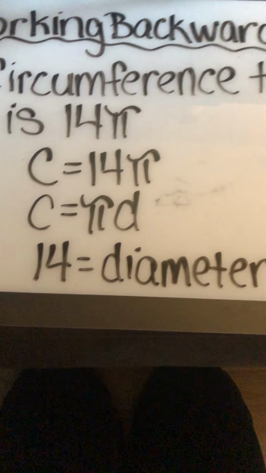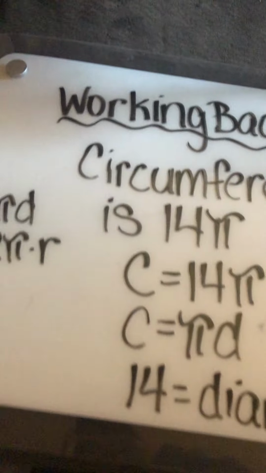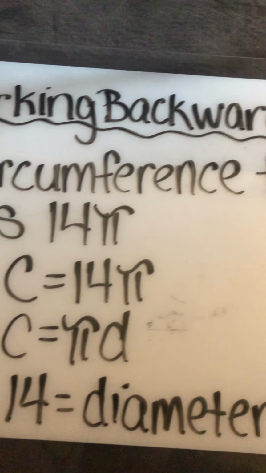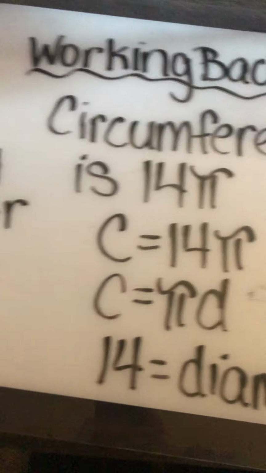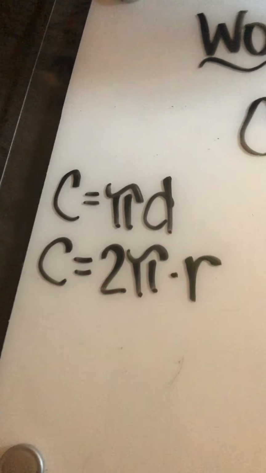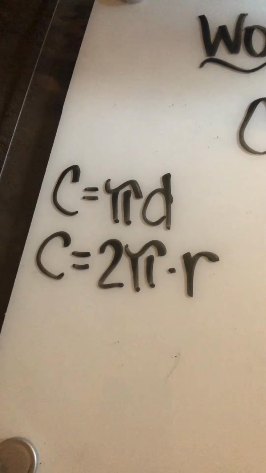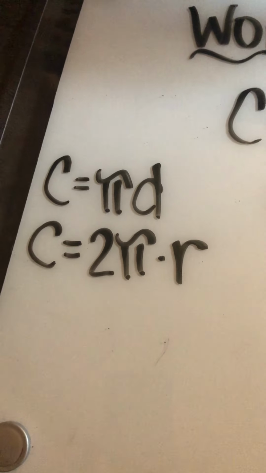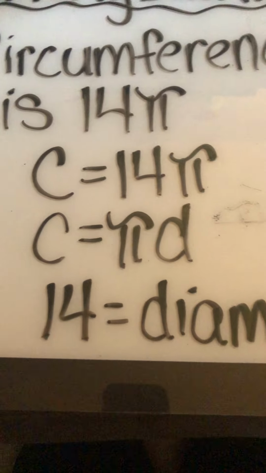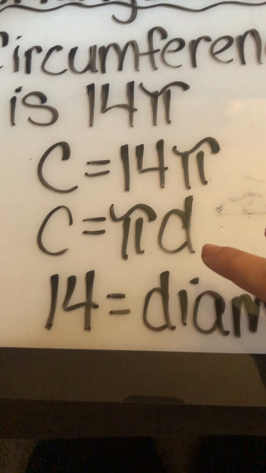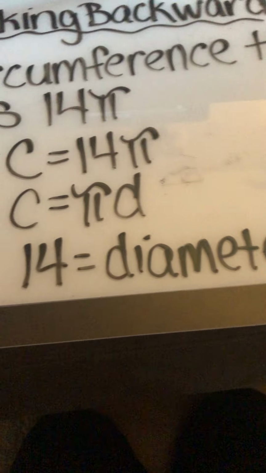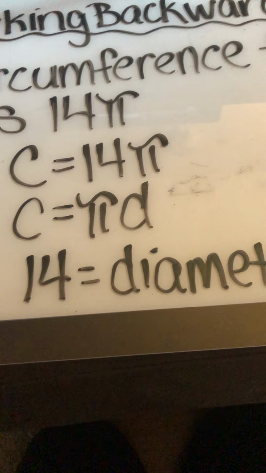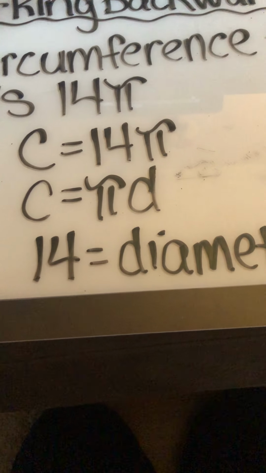Okay, so in this question, what they did, they gave you the circumference. They told you it was 14 pi. You wrote down C equals 14 pi. You then said to yourself, okay, well, I know these are the two formulas for circumference. So if I use these two formulas, which one does this look like? Well, it looks like C equals pi times d, and if that's the case, then 14 must be my diameter. And if we know that 14 is the diameter, then what else can we figure out?